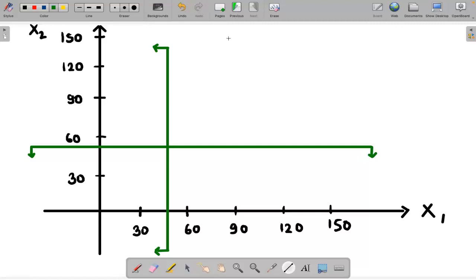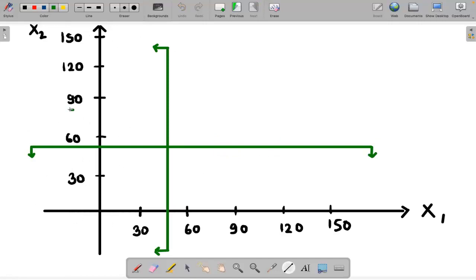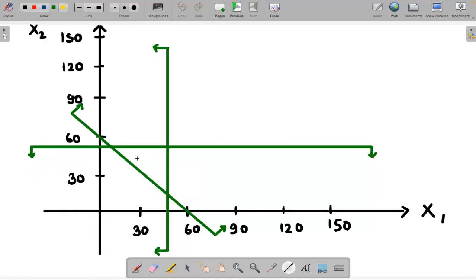Next, 60 and 60 with greater than means the region will be away from the origin. And next, 30 and 150: X1 is 30 and X2 is 150, so the line will be like this, but the sign is less than, which means the region will be toward the origin.